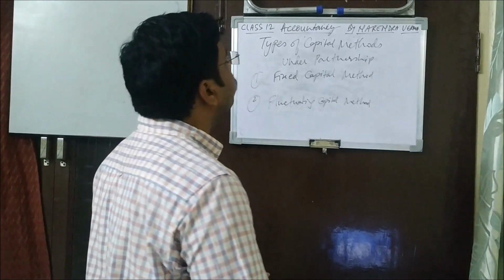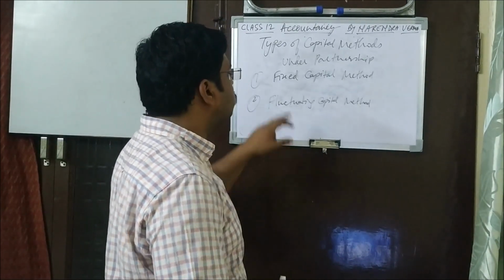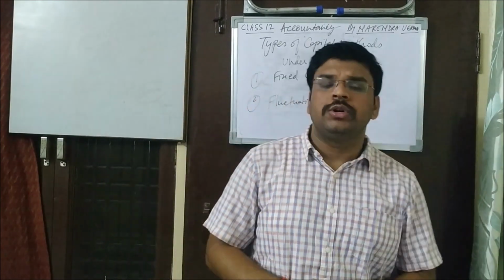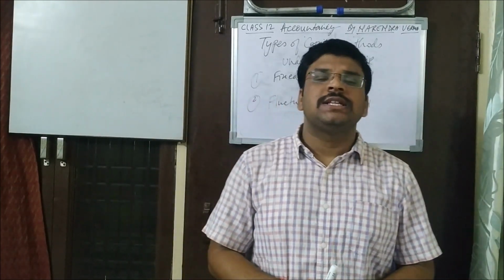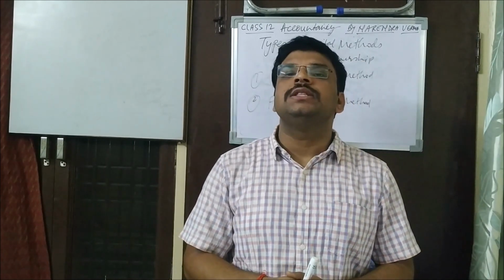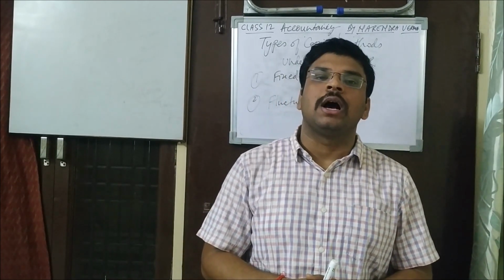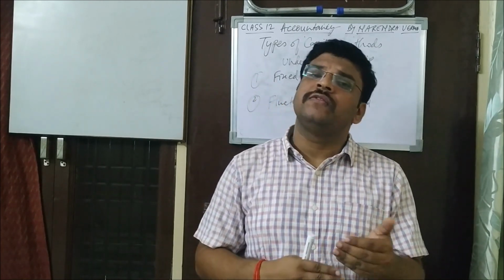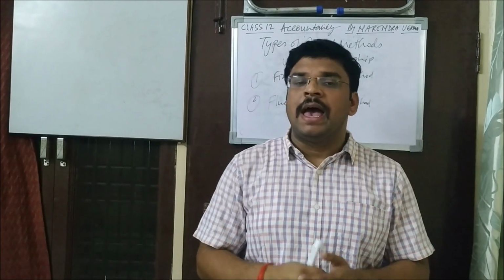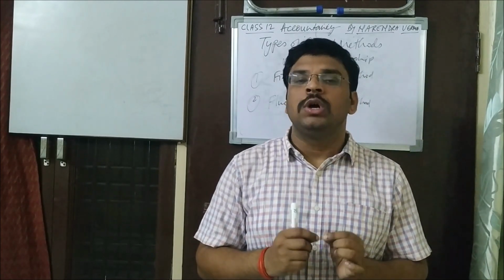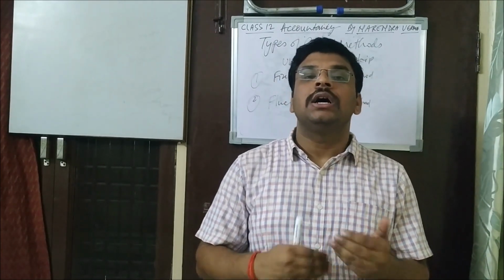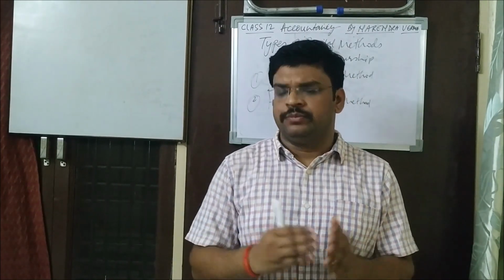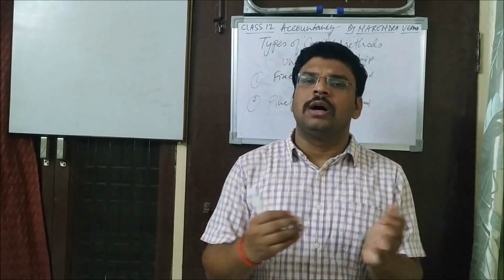There are two types of capital methods under partnership. One is fixed capital method and another is fluctuating capital method. Let me tell you something about partnership. Partners have two options. Either they can keep their capital accounts as per fixed capital method, or they can keep their capital accounts under fluctuating capital method. This kind of decision they'll have to take while framing the partnership deed. They can mention it there, or they can orally agree among each other.